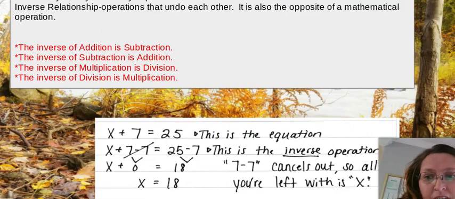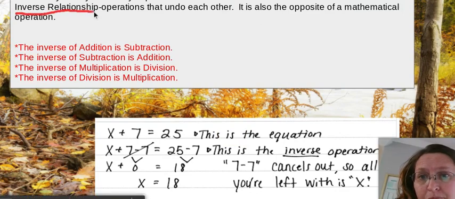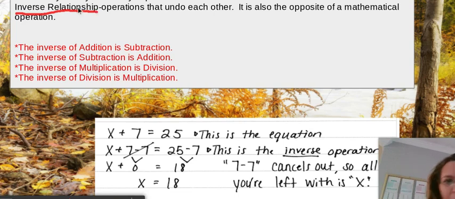Today's term is very important. The term we are using today is called an inverse relationship, and it talks about an inverse operation. An inverse relationship or an inverse operation is an operation that undoes each other. It is also the opposite of a mathematical operation. So if you think about it, the inverse of addition is subtraction.